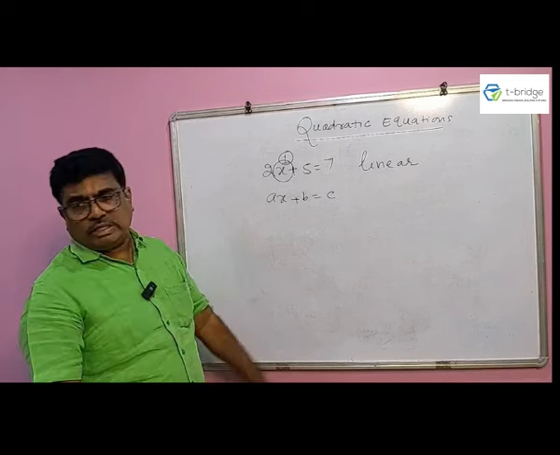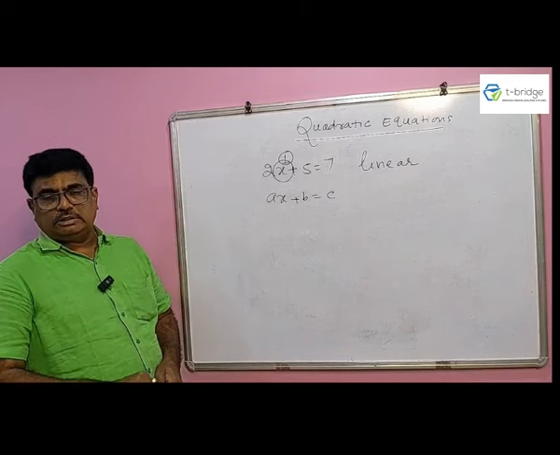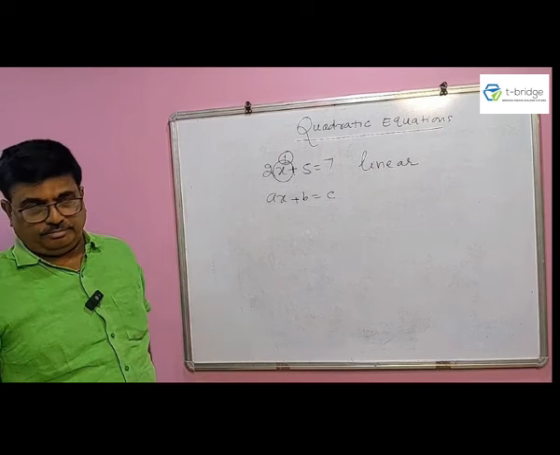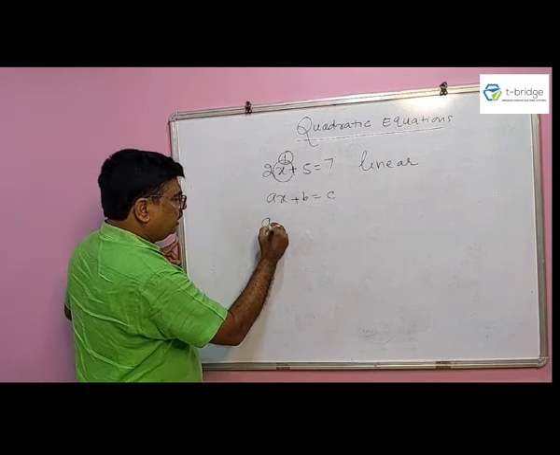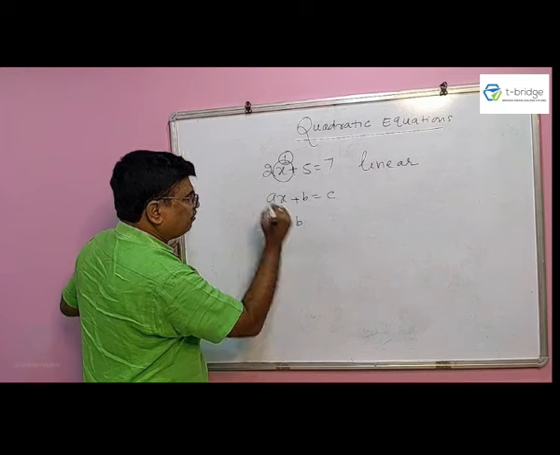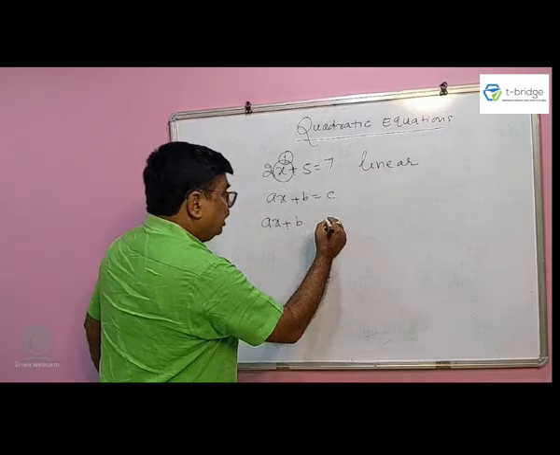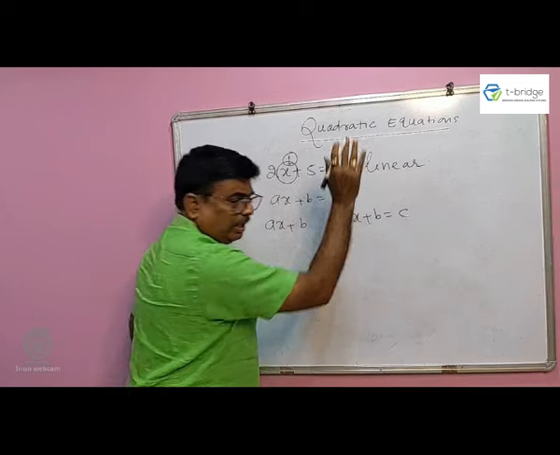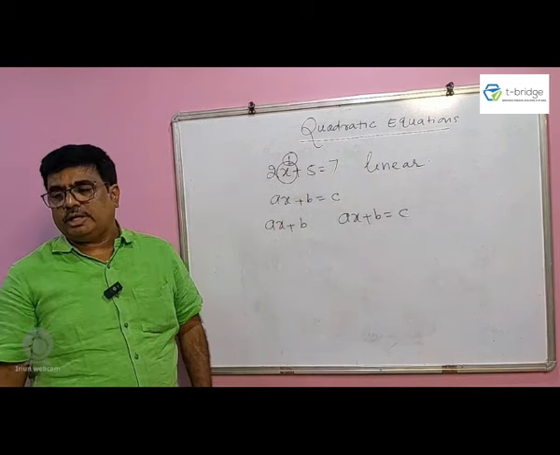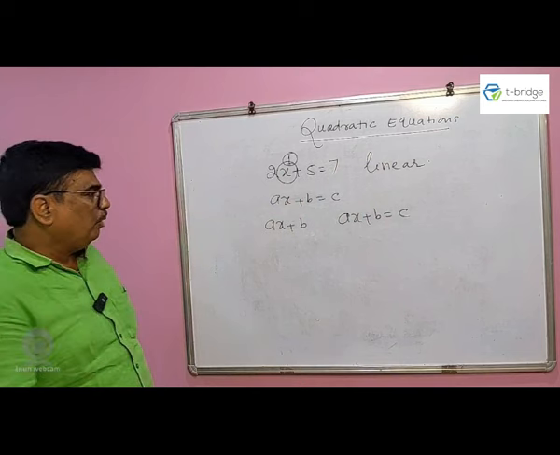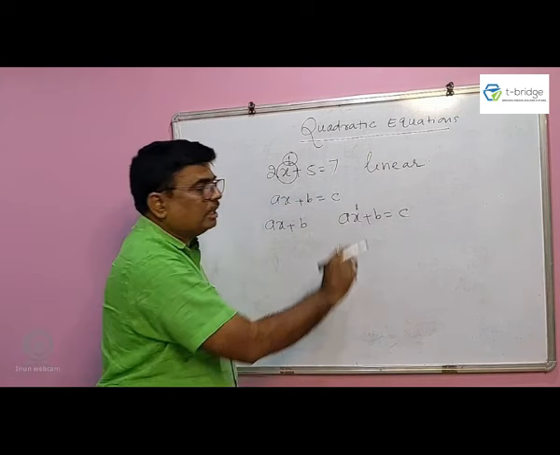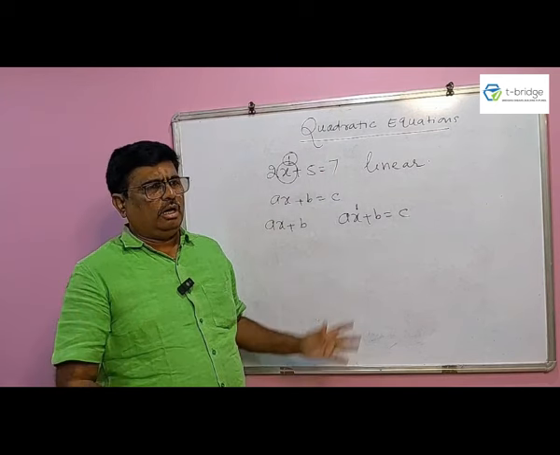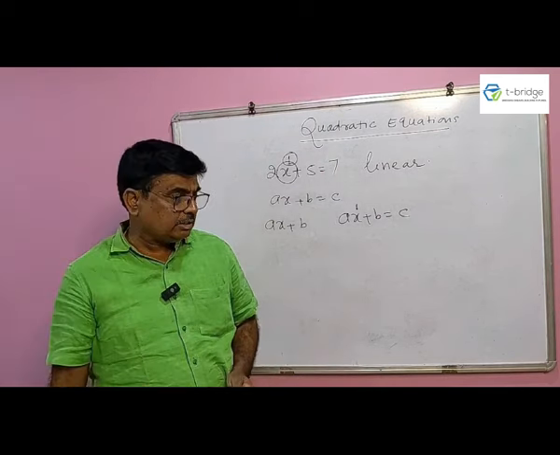Now, what is the difference between a polynomial and an equation? Suppose I write ax plus b only, it becomes a polynomial. If it comes with equals, whatever it may be, it becomes an equation. Here the degree of the equation is 1, highest power is 1, therefore it is linear. All these you studied in your basic classes.